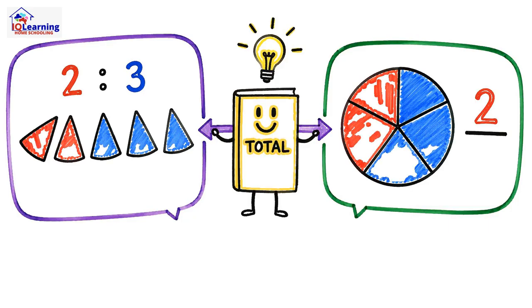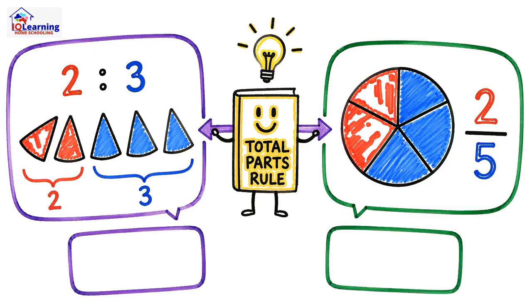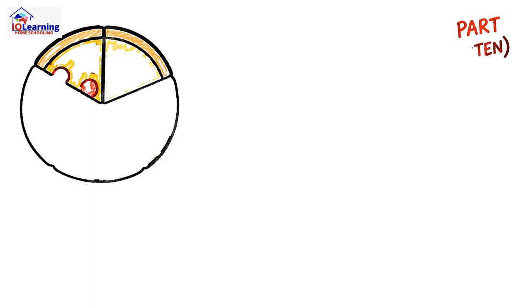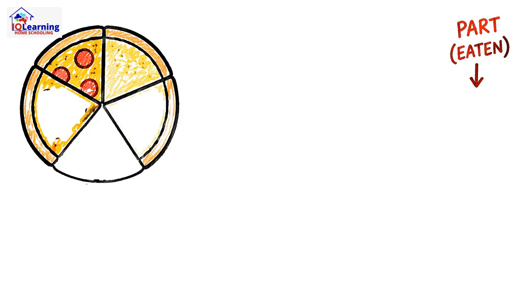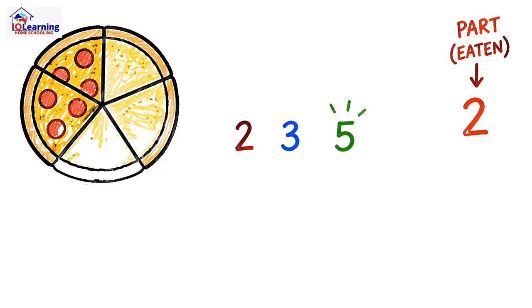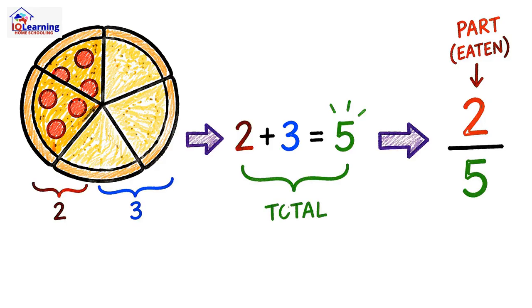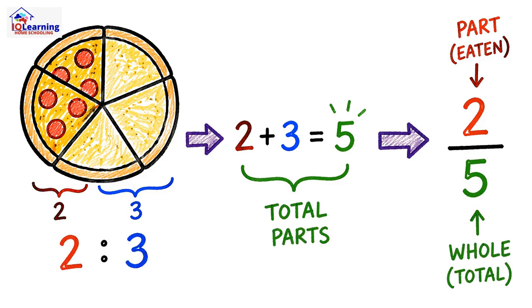The secret translator is one simple rule, the total parts rule. A ratio, like 2 to 3, is a part-to-part comparison. You ate 2 parts, 3 parts were left. But a fraction is always part to whole. To find that whole, you just add the parts from the ratio. 2 plus 3 equals 5 total slices. So the fraction you ate is 2 over the total of 5, 2/5.